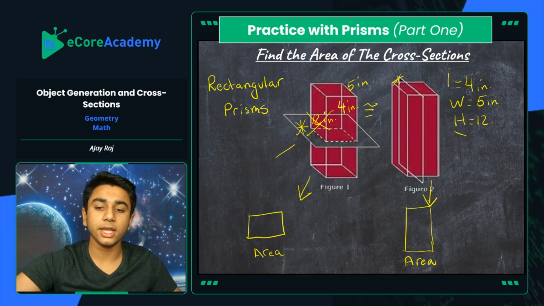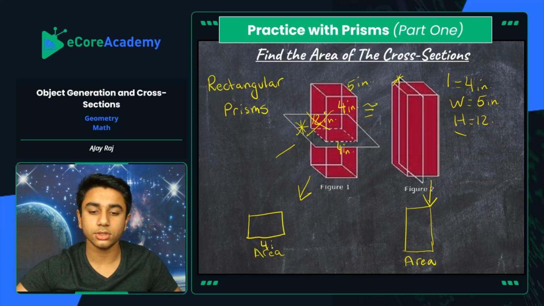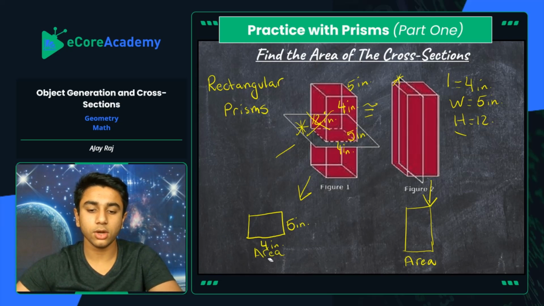So we know that this base here is going to be 4, so that's going to be the same as here. It's going to be 4 inches, so let's label that here. And then we have our width here, which is 5 inches, so that's also going to be 5 inches here in our prism. Let's label that 5 inches right here. Let me move this out of the way. We already know what we're looking for.